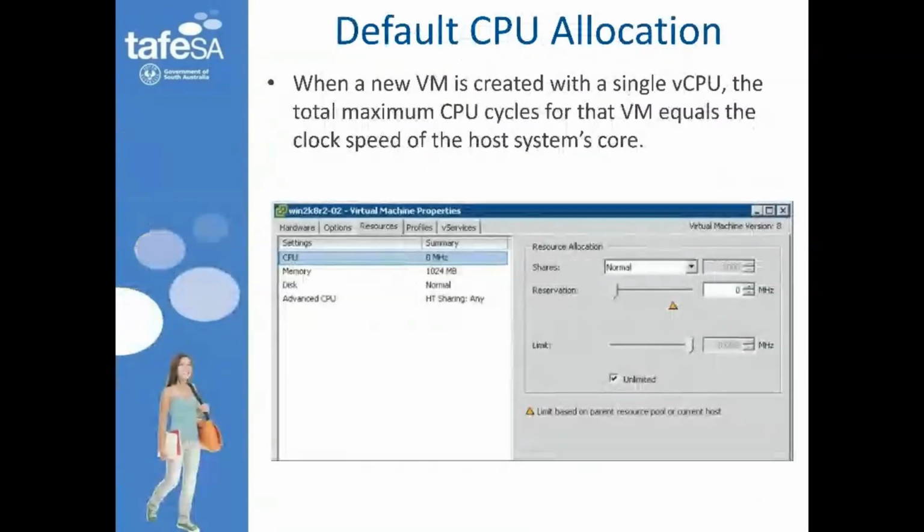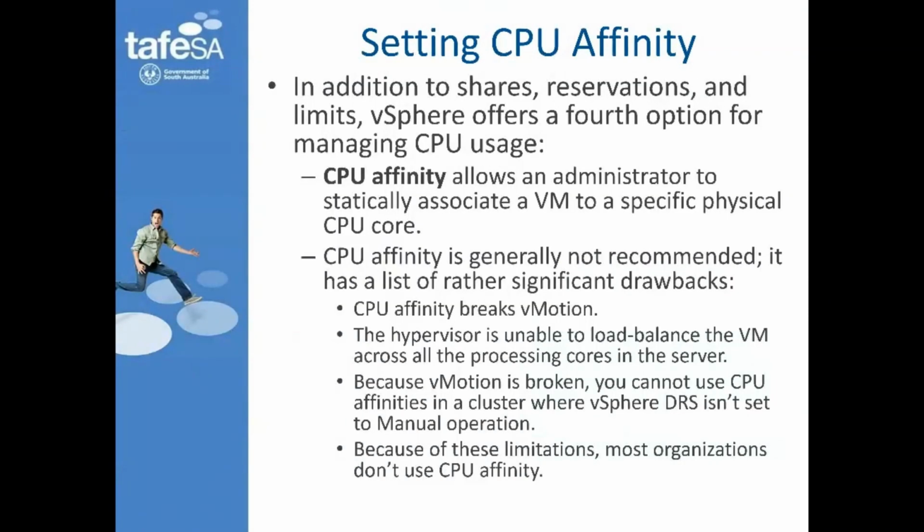Oh, sorry, I think I missed something. Where a new VM is created with a single virtual CPU, the total maximum CPU cycles for that VM equals the clock speed of the host. So basically, if you just create a new virtual machine, it's going to use the maximum. Okay, that's it. So unless you put a limit on it, it's going to just use the maximum wherever it can, or wherever it needs it.